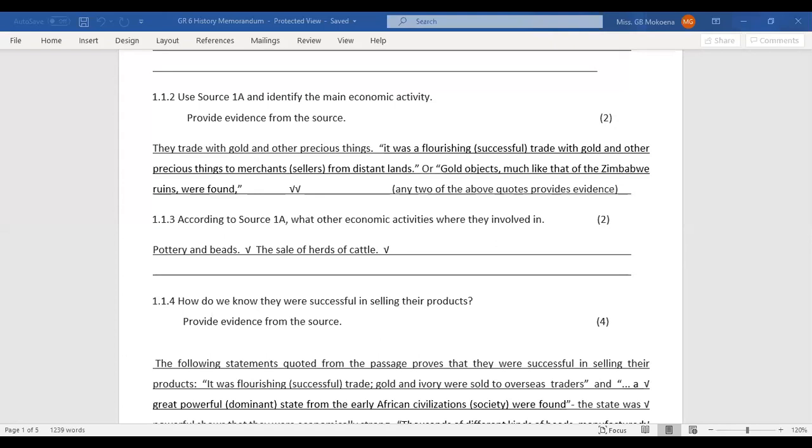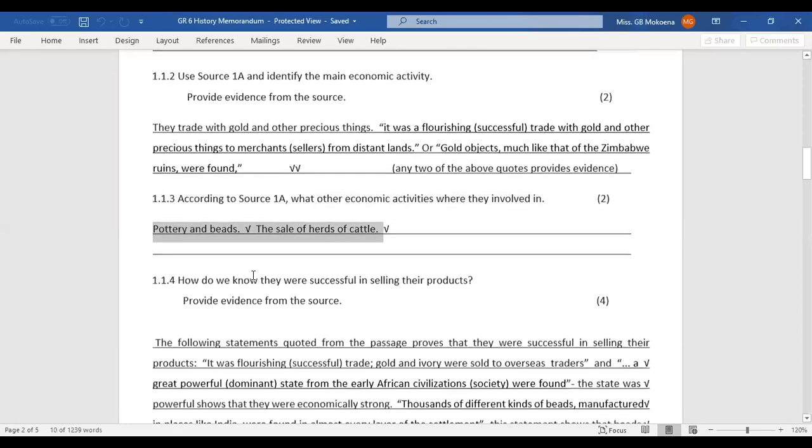Okay, on the group chat, what are you saying? Kia says pottery. That's true. So according to source 1A, what other economic activity were they involved in? They were involved in pottery, beads, and then the sale of heads of cattle. So these were the other activities that they were involved in.